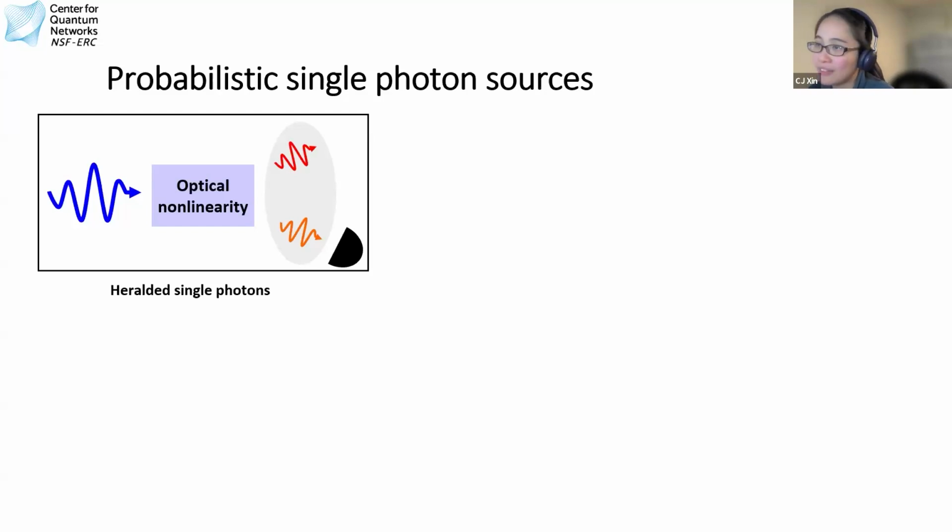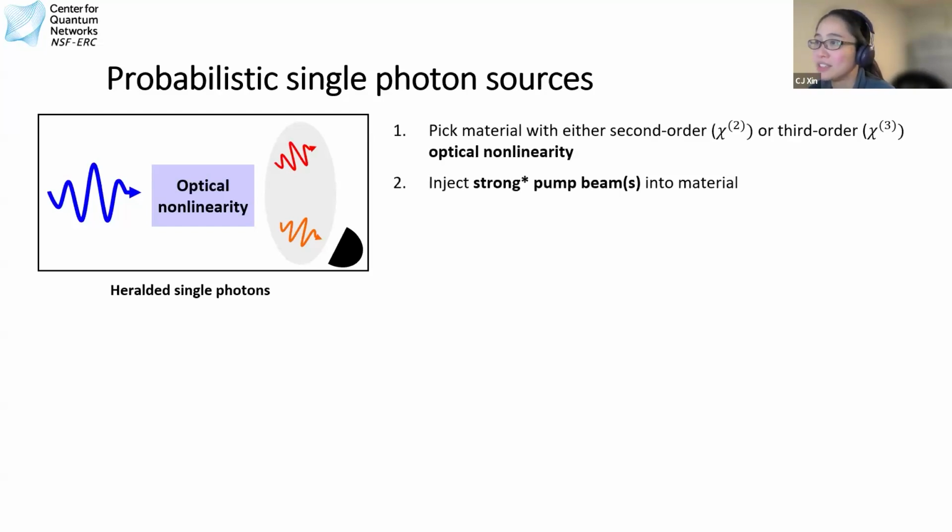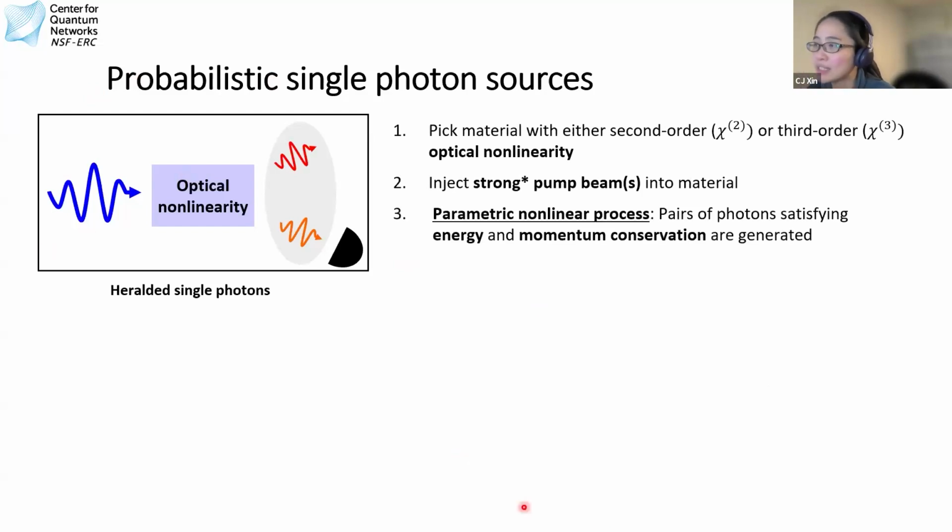So first, what you have to do actually is just to pick a material with second order nonlinearity. You inject a strong pump into the material, or pumps if you're using Chi3, and then there will be a parametric nonlinear process that will generate a pair of photons that satisfy energy and momentum conservation relations with the initial photon. What parametric really just means is that you're not actually exchanging any energy and momentum with the material.